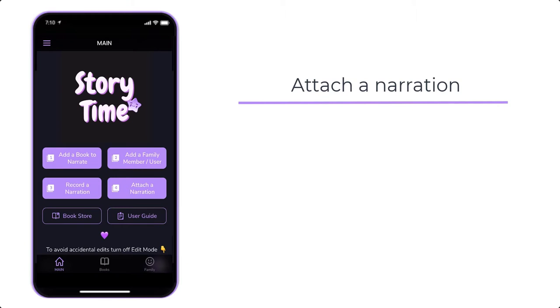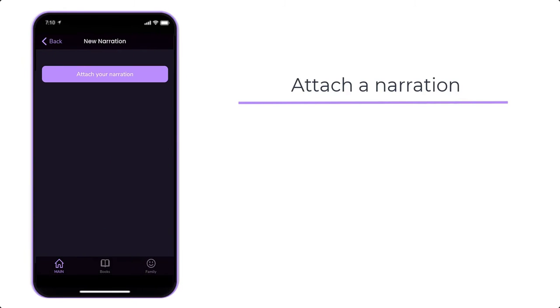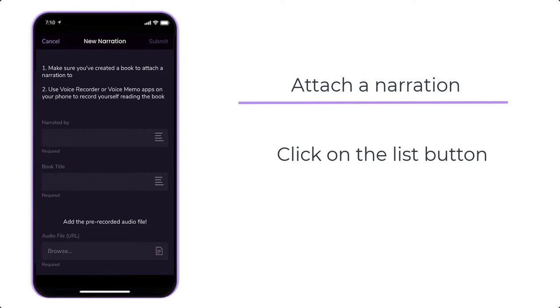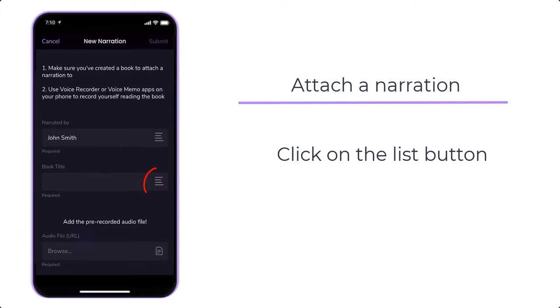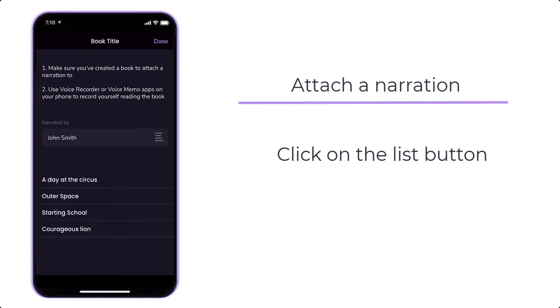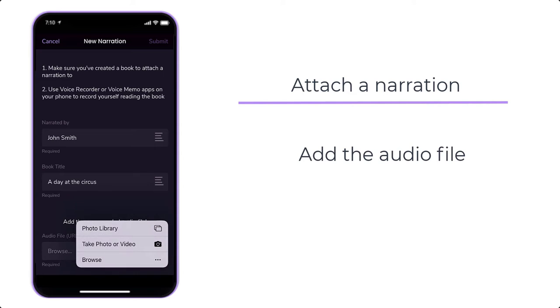Once you've added your book, added a family member, and recorded a narration, you can bring all the pieces together using Attach a Narration. Click the button. Click on the list icon for Narrated By, and select the name of the person who narrated the book. Click the list icon for Book Title, and select the book that has been narrated. Finally, add the pre-recorded audio file using Browse.